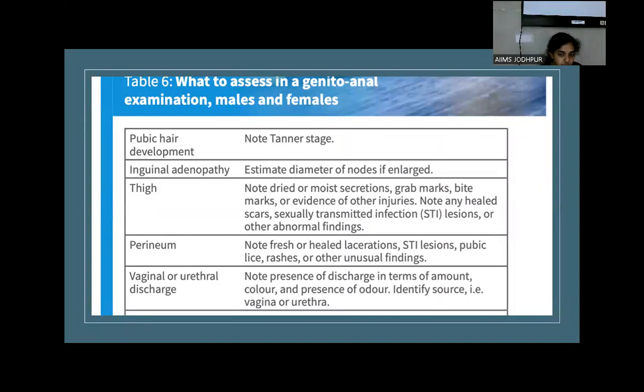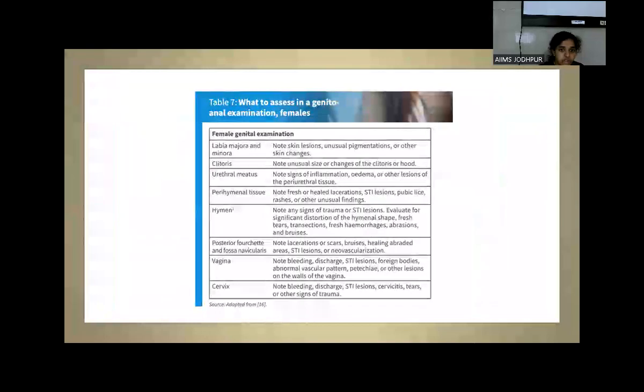Look for any inguinal lymphadenopathy, any abnormal secretions, any grab marks or bite marks, any healed scars, any features of STI, or unusual findings such as pubic lice or rash in a very young child, or presence of any discharge, and the discharge source should be located. Specific to females, to be looked out for are any abnormal inflammation or edema of the urethral or periurethral tissue, any abnormal change in the size of the clitoris, or any lesions in the labia. Also any distortion in the shape of the hymen, any tears or transections or bleeding, any abrasions or bruising, and the same should be noticed for the rest of the examination also.